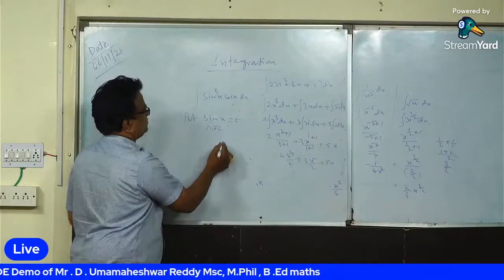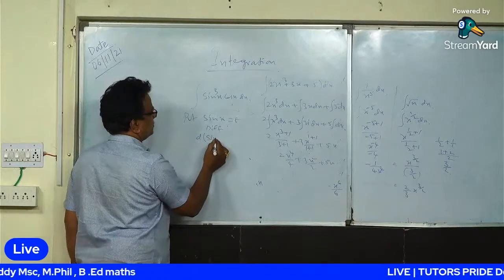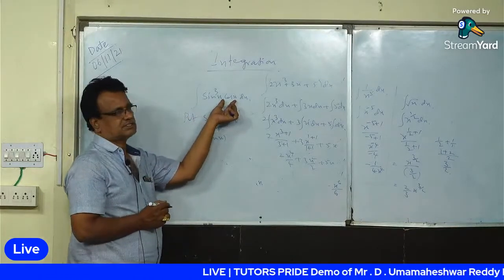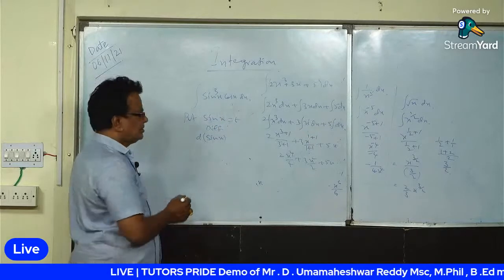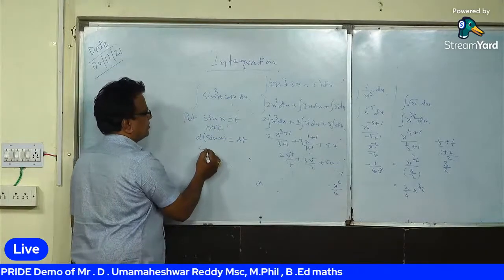When you put something equal to t, differentiate and find out dx. Why should you put sin x equal to t? The derivative of sin x, cos x, is available here. That's the reason you are putting sin x equal to t. So the derivative of sin x equals the derivative of t. The derivative of sin x is cos x.